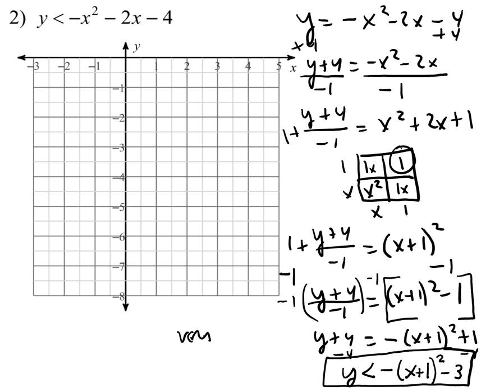My vertex is going to be negative 1, negative 3, and then my a value is negative 1. So I'm going to come over here and graph negative 1, negative 3, and then I go over 1, down 1, over 1, down 1, and then over, excuse me, over 2. So 1, 2, down 4, 1, 2, 3, 4. Likewise on the other side, 1, 2, 1, 2, 3, 4. My boundary line is less than, so it's going to be dotted.